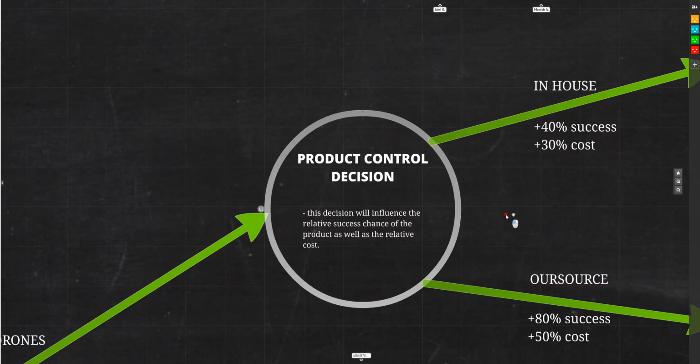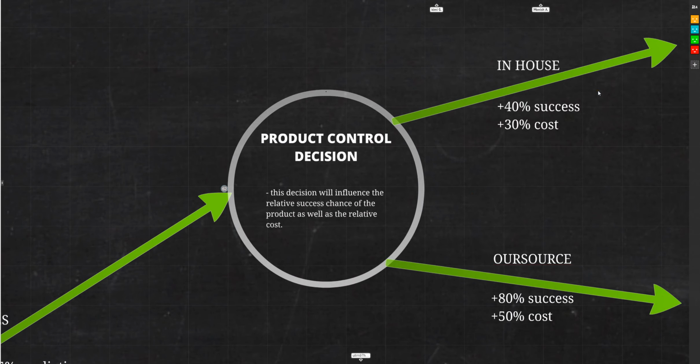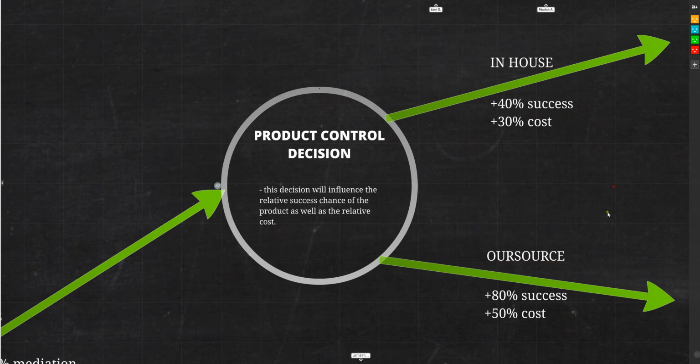Just to move on, the first decision is to keep the delivery system in-house. With this, our chance of success increases by 40% on top of this risk mitigation here, while our cost increases by 30% as well. So the 30% increase in the cost is essentially offset by the increase in the success chance. This is all in relation to ultimate return on the project. However, when we outsource the project, our success chance goes up while our cost goes down. Cost increases, of course, sorry.